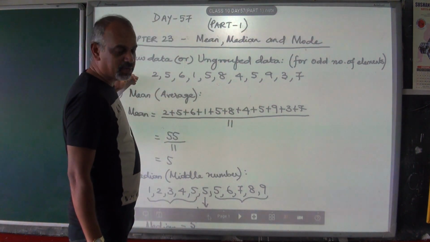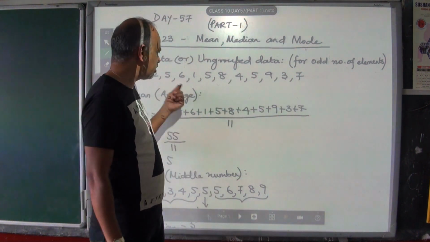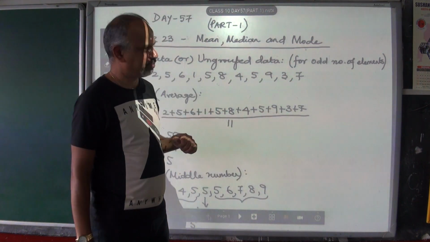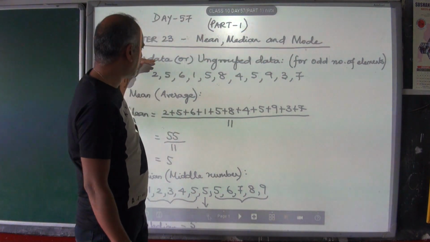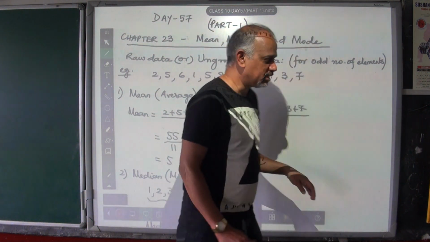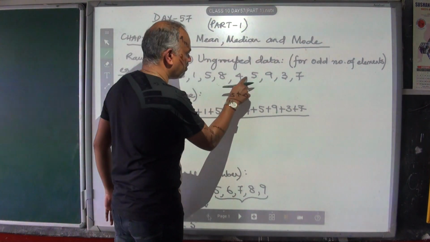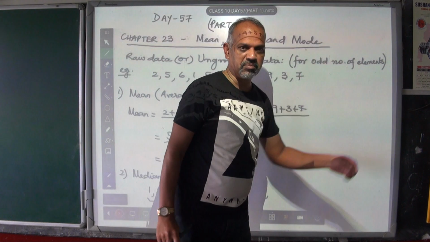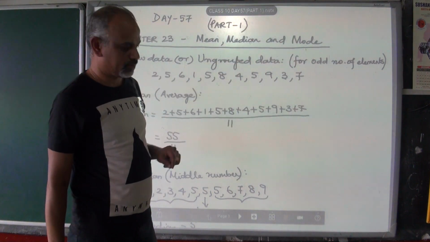So I have given an example here. These are some numbers which are given in random order. There is no particular order that is followed. It's not in ascending order or descending order. So, the first case is we are going to calculate these three quantities for raw data, otherwise called ungrouped data, for an odd number of elements. If you count the number of elements here, it's 1, 2, 3, 4, 5, 6, 7, 8, 9, 10 and 11. So there are 11 elements, which is an odd number of elements. For this we are going to find mean, median and mode.